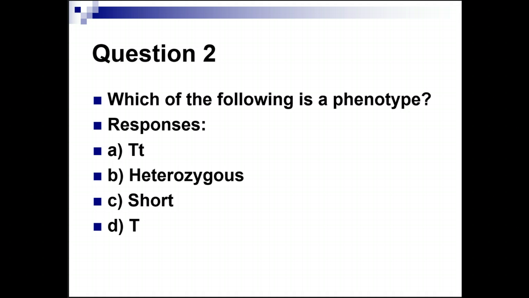If you chose C as in cat, short, as a phenotype, you were correct. Choice A, choice B, and choice D all refer to the genotype. The only choice here that refers to a phenotype, or what you can physically see, would be choice C for short. Now let us continue.